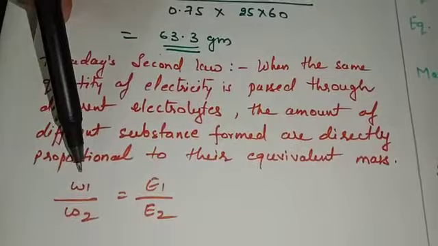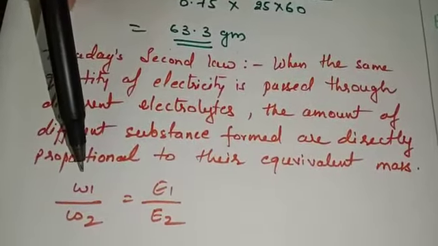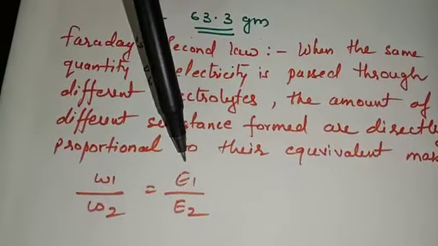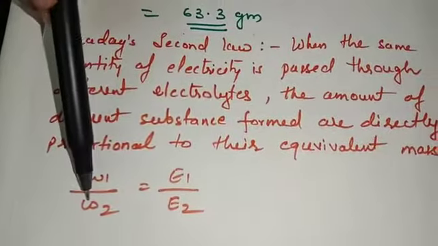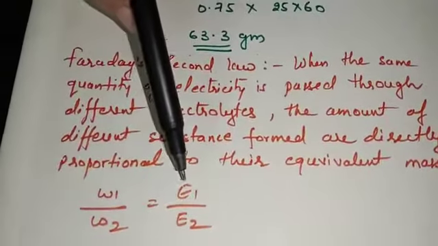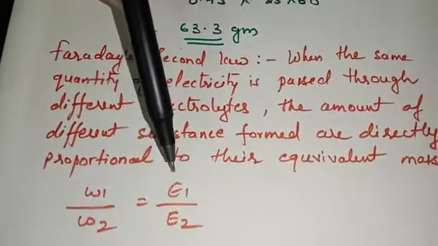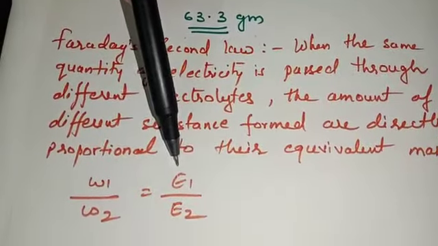If I write down the mathematical equation, W1 upon W2 is equal to E1 upon E2, where W1 and W2 represent the mass of the substances, whereas E1 and E2 represent the equivalent mass of those particular substances.